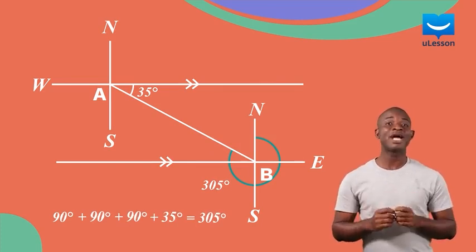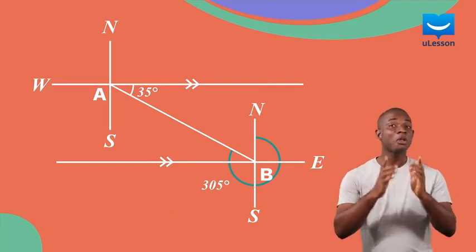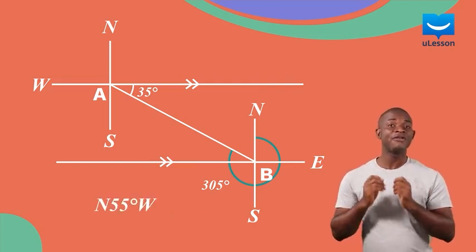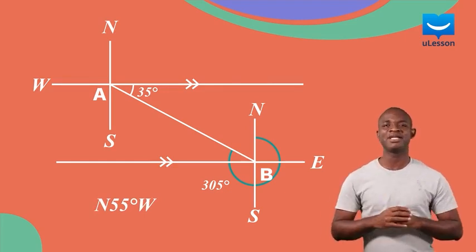Now, I want you to write the bearing of A from B using the second notation. You should have north 55 degrees west. You can check the first example to understand it better.